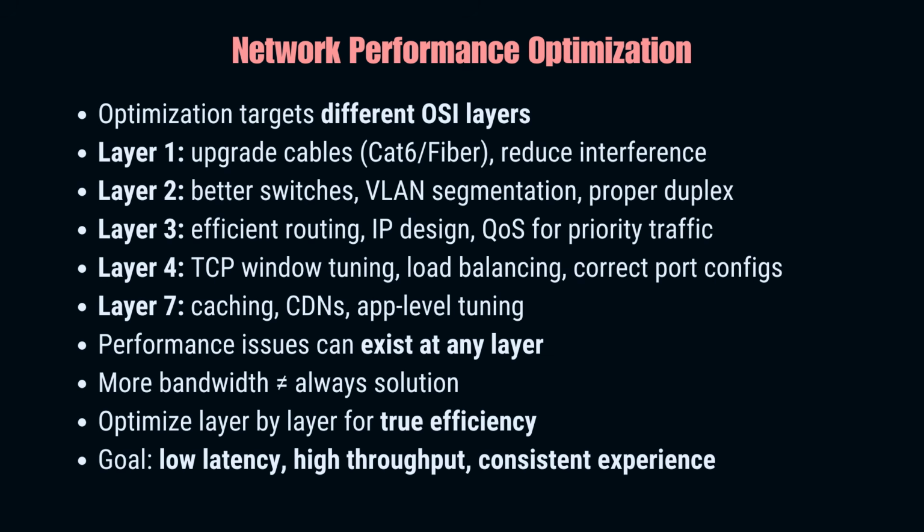Network layer optimization features efficient routing protocol configurations, proper IP addressing schemes to minimize routing table size, and quality of service (QoS) implementations for traffic prioritization. Transport layer enhancements include TCP window sizing for optimal throughput, proper port configurations for applications, and load balancing across multiple connections. Application layer optimizations encompass caching mechanisms, content delivery networks (CDNs), and application-specific tuning. Understanding performance at each layer enables targeted improvements rather than generic, faster internet solutions.